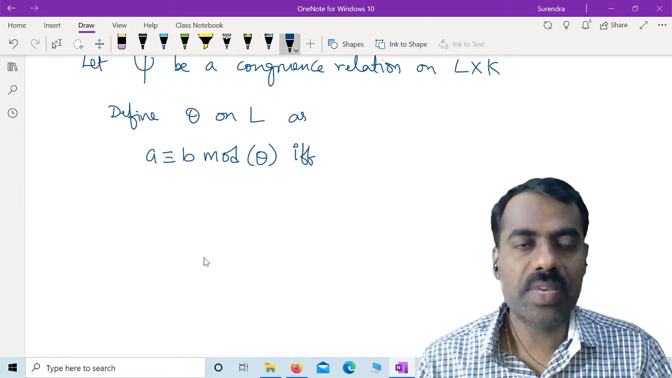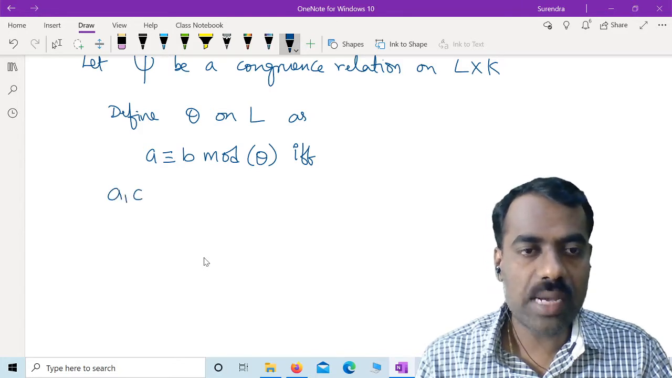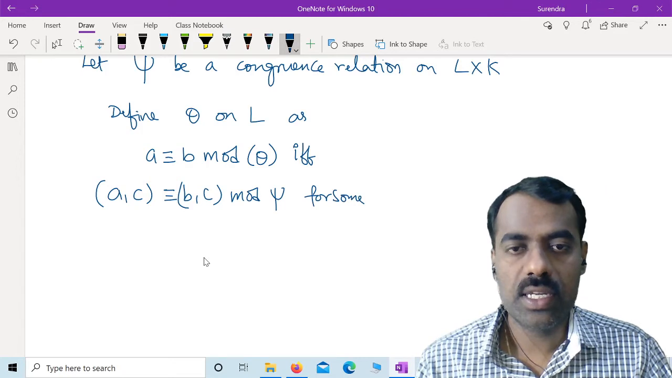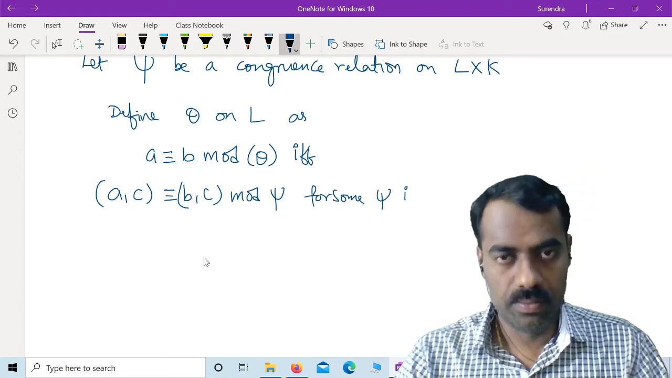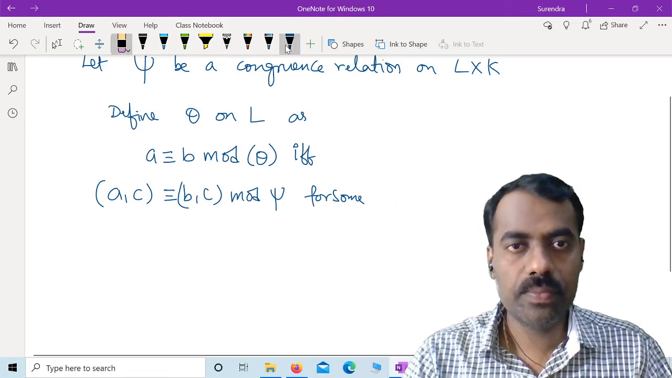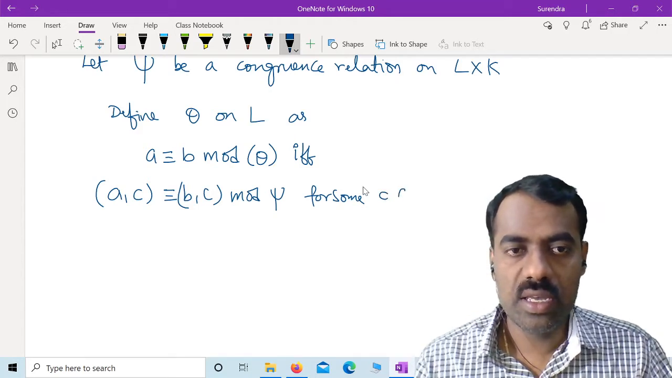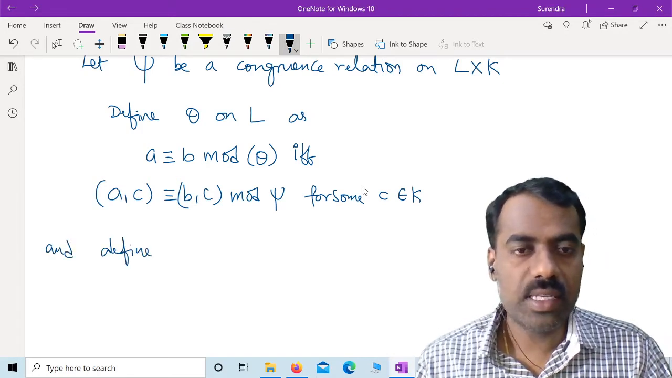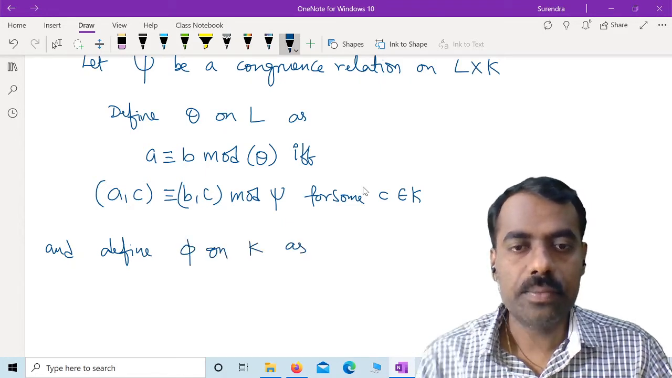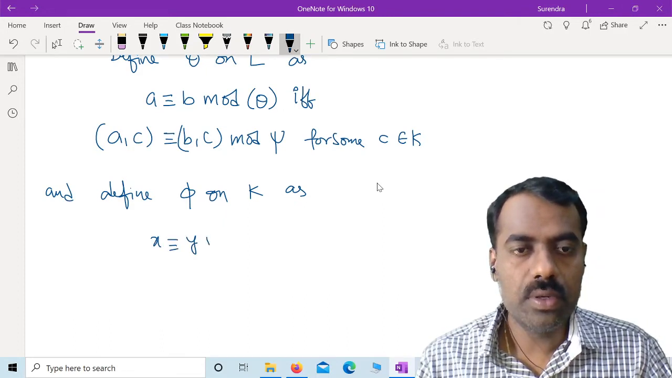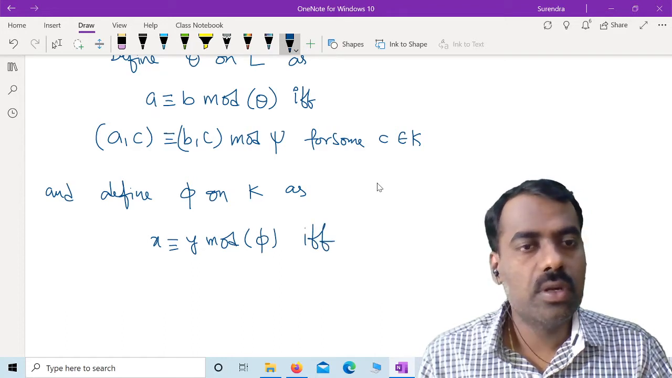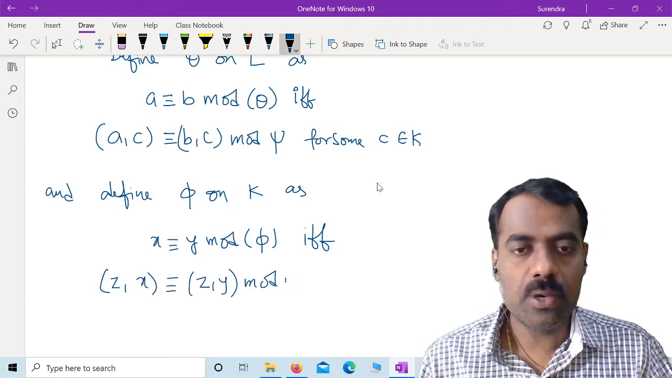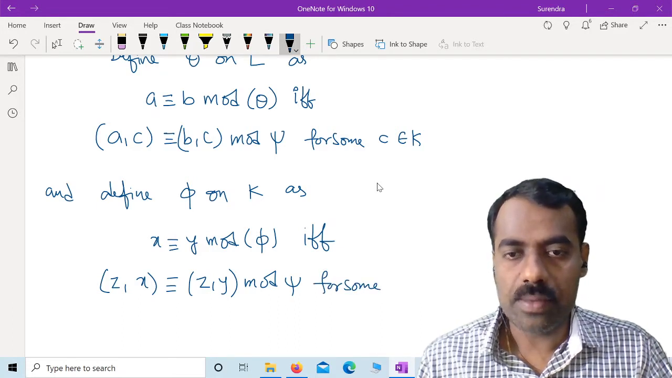if and only if (A, C), because somehow we have to relate to this side, is congruent to (B, C) modulo psi for some C in K. Similarly define phi on K as: X is congruent to Y modulo phi if and only if, what should be your guess, (Z, X) is congruent to (Z, Y) modulo psi for some Z in L.